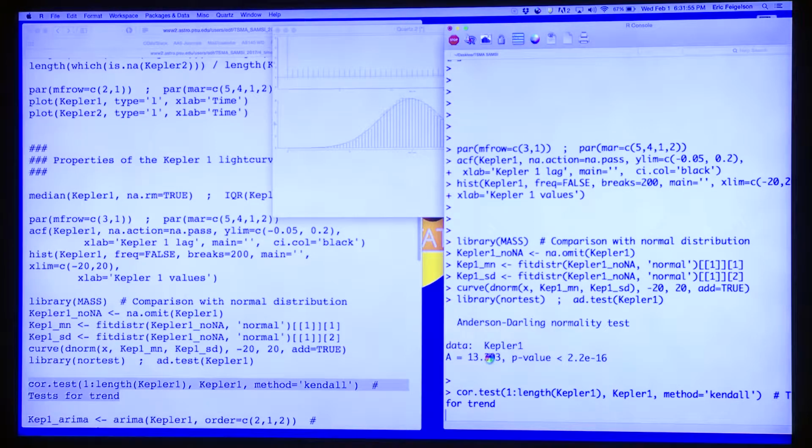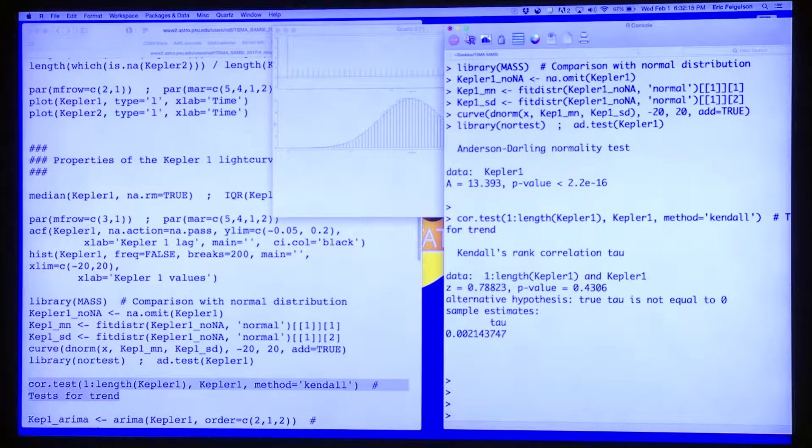And for some reason, a bivariate correlation test is taking CPU time. I don't understand why this is so slow. It's a trivial calculation. Oh, finished.